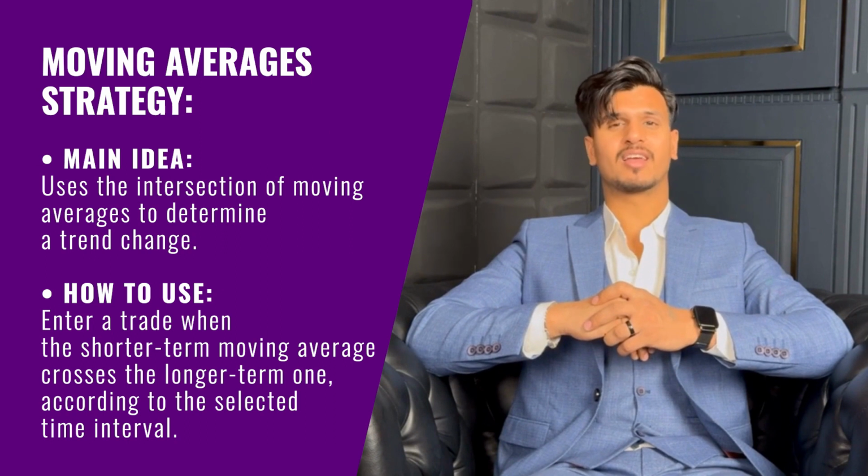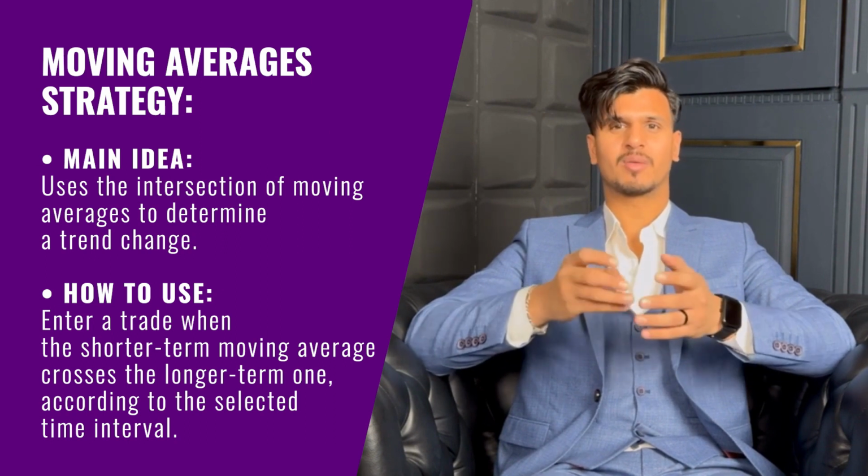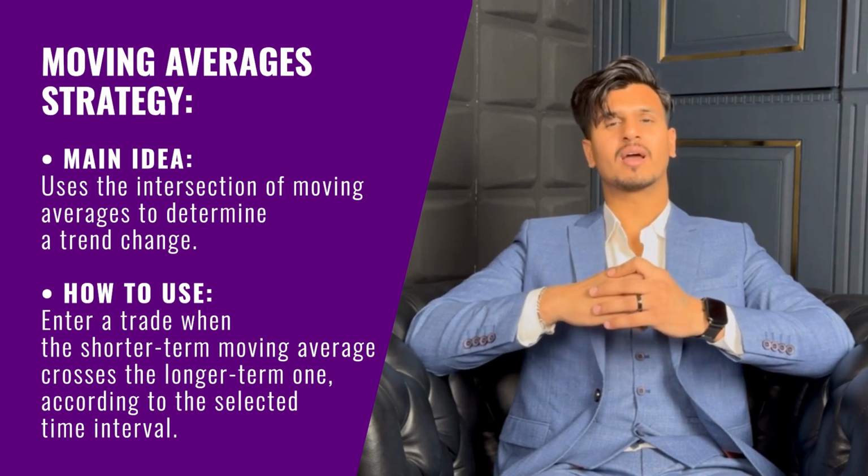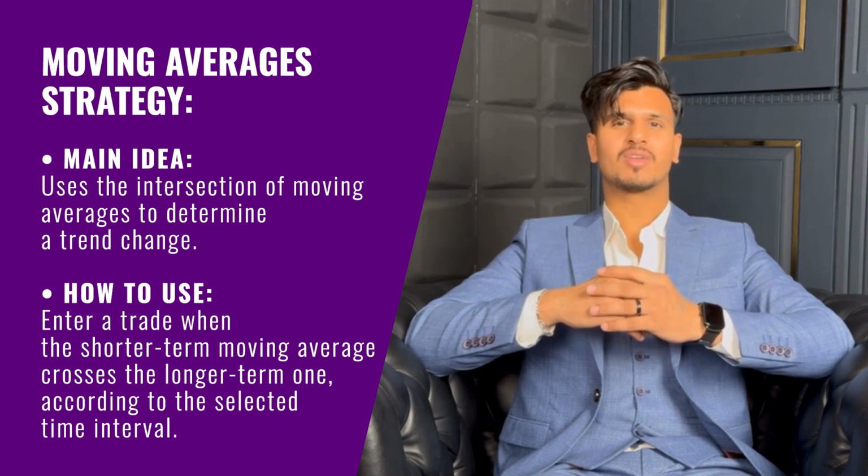Moving averages strategy. Main idea: uses the intersection of moving averages to determine a trend change. How to use: enter a trade when the shorter term moving average crosses the longer term one, according to the selected time interval.